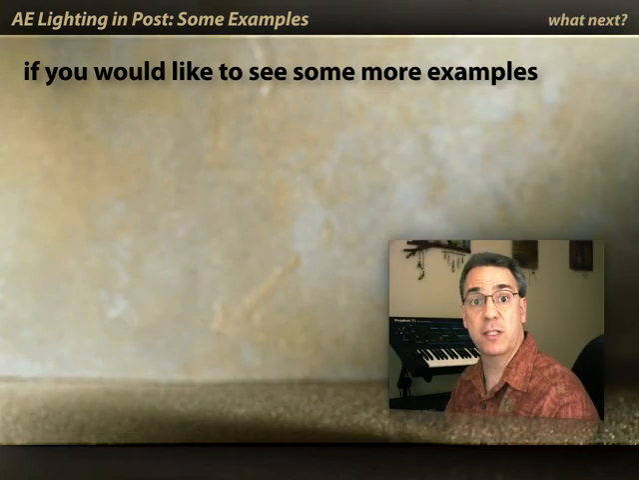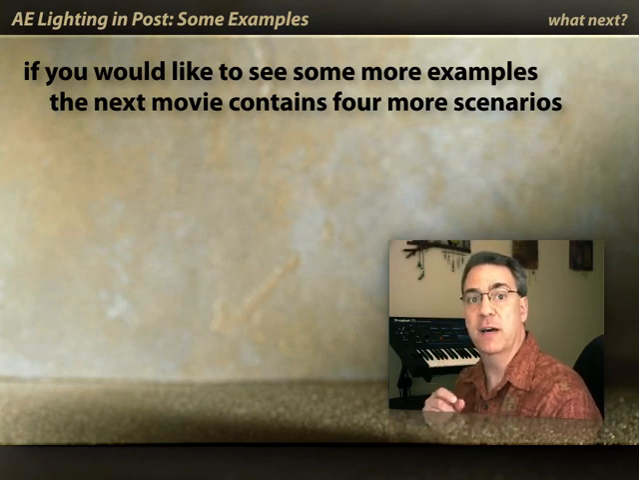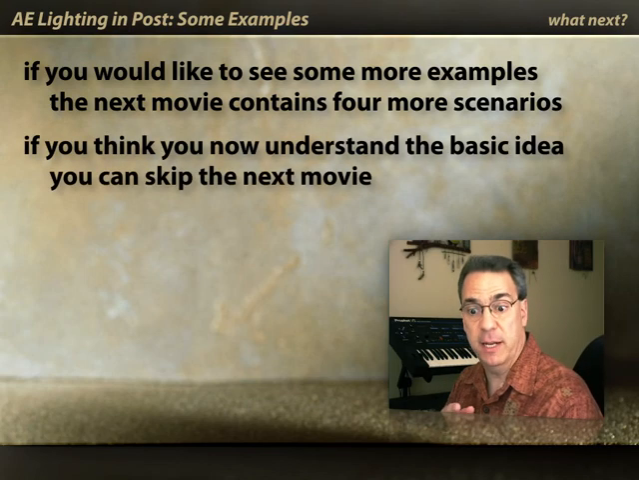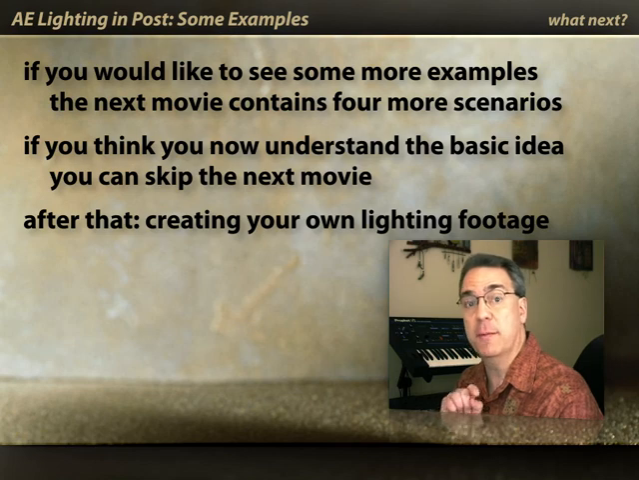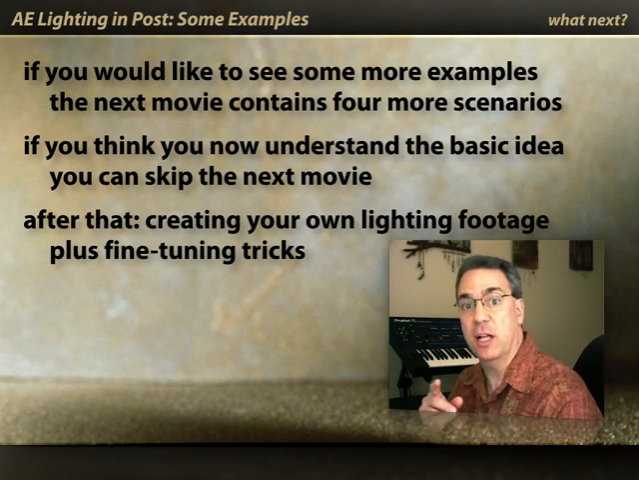If you'd like to see some more examples, the next movie contains 4 more scenarios to give you a better idea of how to best pick a lighting clip to enhance different types of underlying footage. If you think you've got the basic concept down now, you can skip the next movie. The movie after that shows you how to make your own lighting clips using turbulent or fractal noise, and then the last set of movies shows you how to enhance the lighting clip to better match the color and the arrangement of your underlying footage. So let's go!